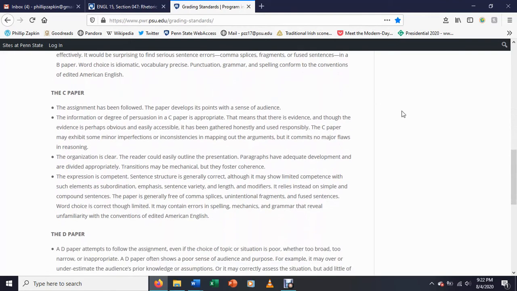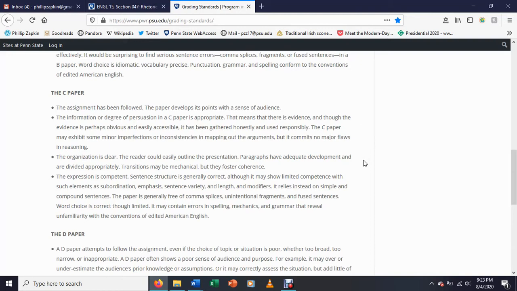Now the C paper. This says here, the assignment has been followed. The paper develops its points with a sense of audience. The information or degree of persuasion in a C paper is appropriate. That means that there is evidence, and though the evidence is perhaps obvious and easily accessible, it has been gathered honestly and used responsibly. The C paper may exhibit some minor imperfections or inconsistencies in mapping out the arguments, but it commits no major flaws in reasoning.